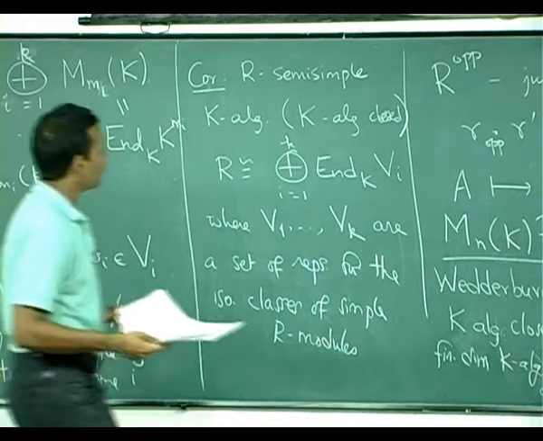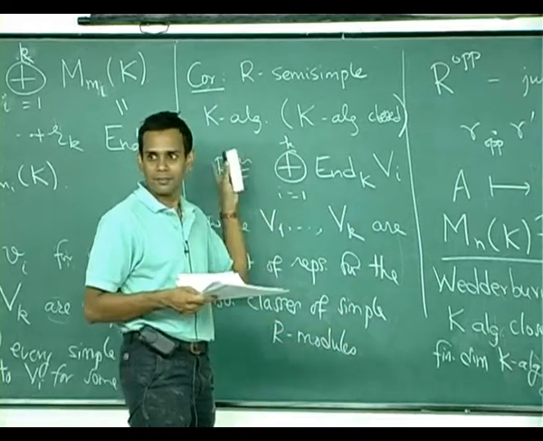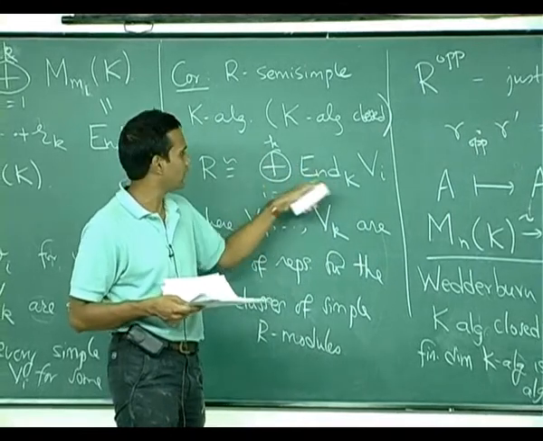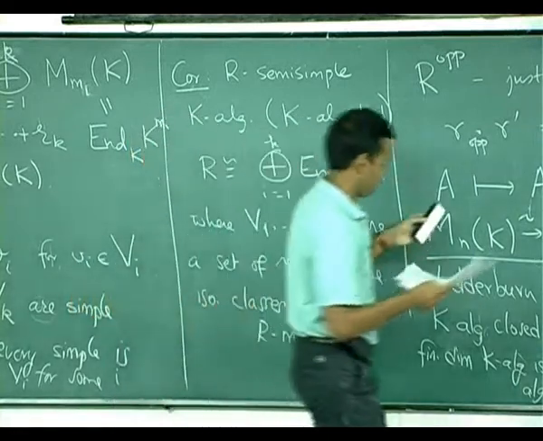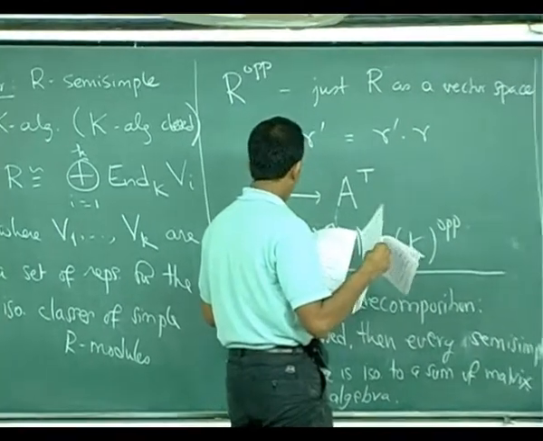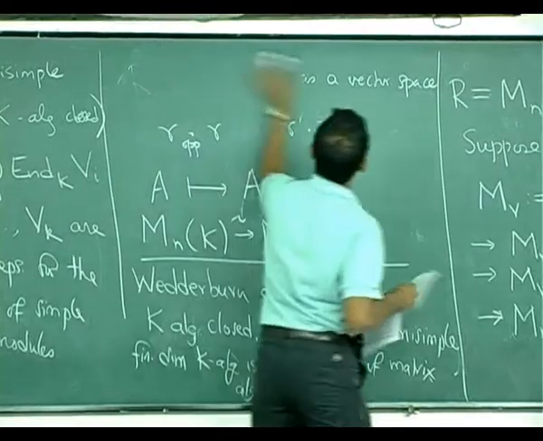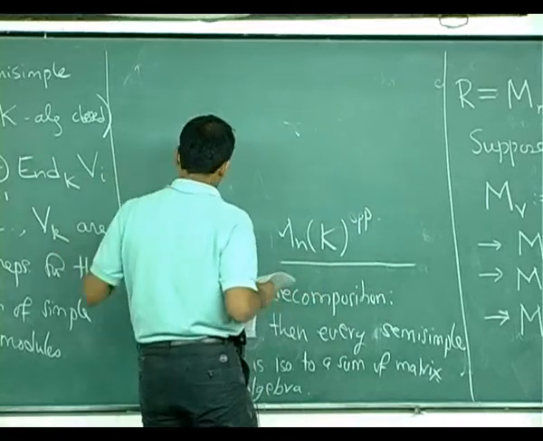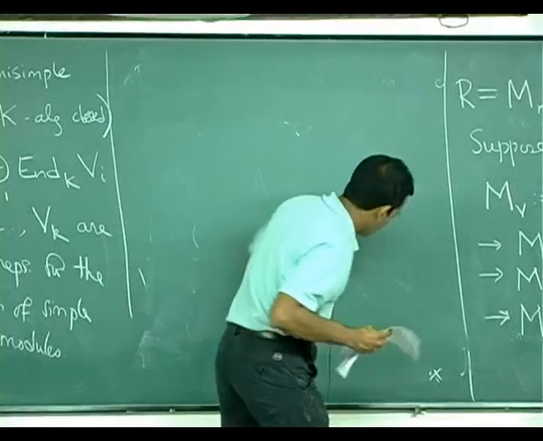So we've come a little closer to realizing this thing. We saw that R must be a sum of matrix algebras. Now we've come one step closer. We know that it's the matrix algebras of the simple R modules. So now, let's try to see how you can get a grip on this isomorphism. Firstly, is this a unique isomorphism?